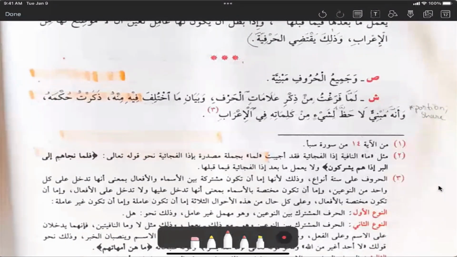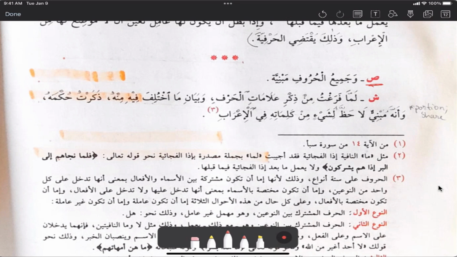He says, in the original text, وَجَمِيعُ الْحُرُوفِ مَبْنِيَّةٌ. All of the particles are cemented, built with a static ending. You know what that means. So there's no particle that takes i'rab, going from dhamma to fatha to kasra, etc.